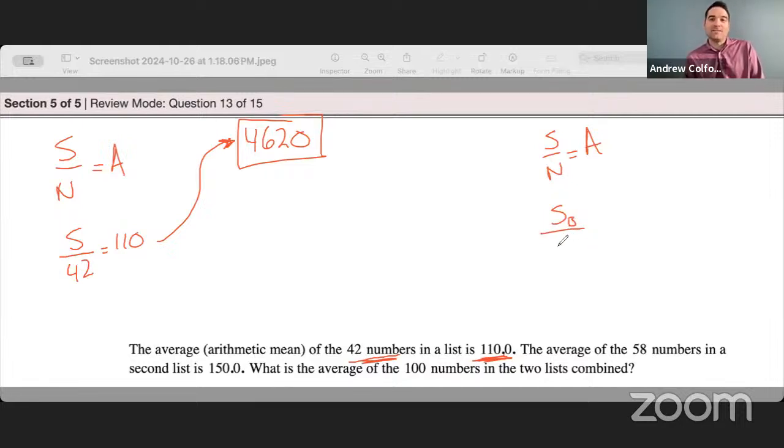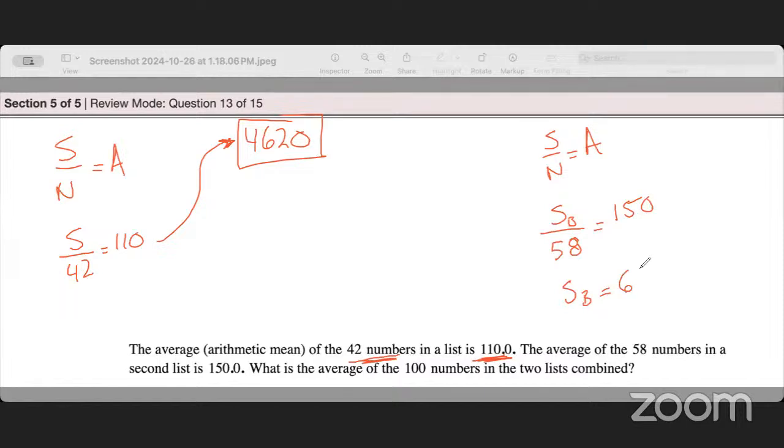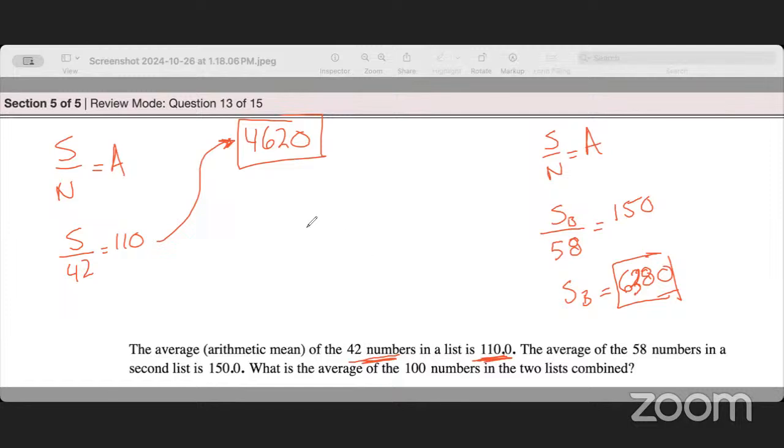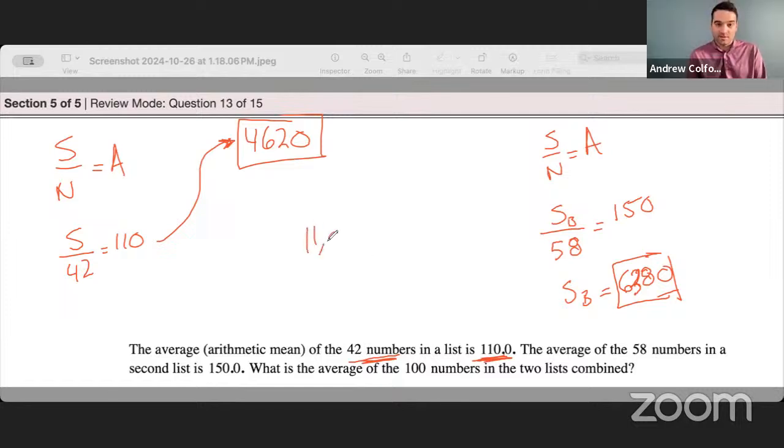The sum of the numbers in B divided by 58 is equal to 150. And therefore, the sum of all the numbers in B was 6380, sorry, 6380. There we go. What's the sum of the numbers in both lists put together? That's going to be 11,000. 11,000 on the nose, right?